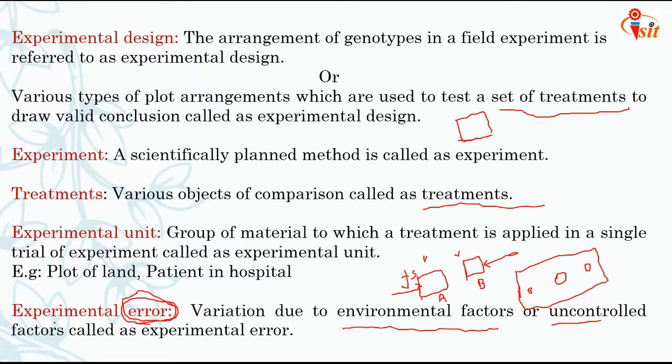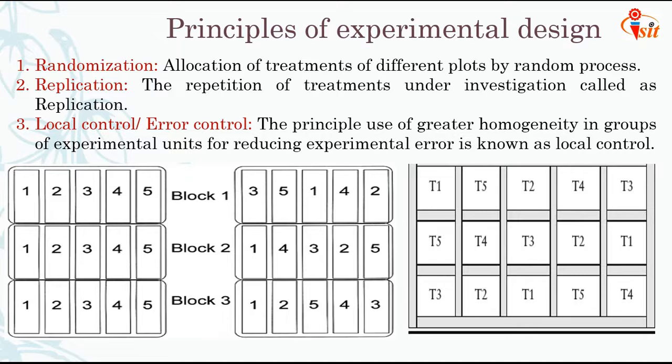It may be arranged differently. There are many different plot arrangements, so we will learn them in upcoming slides. Okay, so there are three principles. There are three principles to design an experimental design. The three principles of experimental design: the first one is randomization, the next one is replication, and the last one is local control or error control.